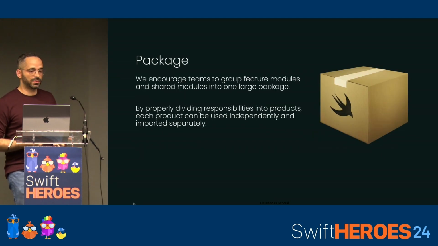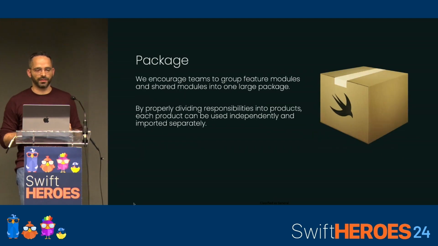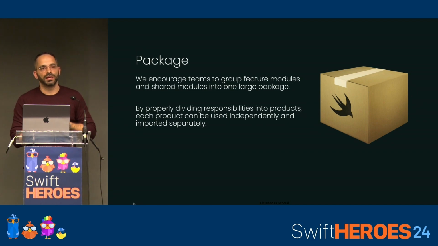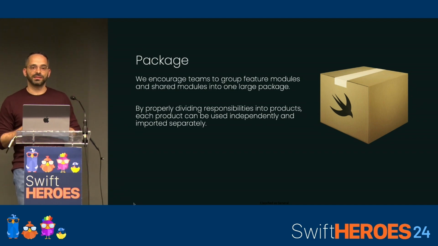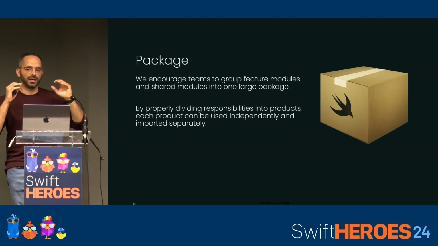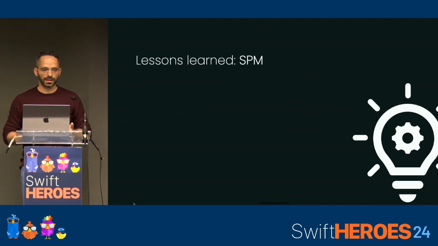We encourage teams to have these big packages with a lot of modules, and the fact that they can use shared models practically. So for example, one clear example of a shared model is our UI design system. So we want people to use the same styles, we don't want people to use different buttons, so that's a shared model. And in the same Swift Package Manager, you have a bunch of feature models.